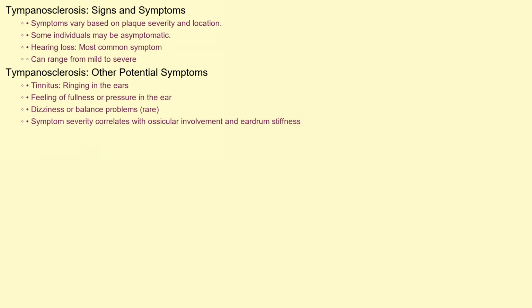The signs and symptoms of tympanosclerosis can vary widely depending on the severity and location of the plaques. In some cases, individuals may experience no symptoms at all. However, the most common symptom is hearing loss, which can range from mild to severe. Other potential symptoms include tinnitus, or ringing in the ears, a feeling of fullness or pressure in the ear, and, in rare cases, dizziness or balance problems. The presence and severity of symptoms often correlate with the extent of ossicular involvement and eardrum stiffness.